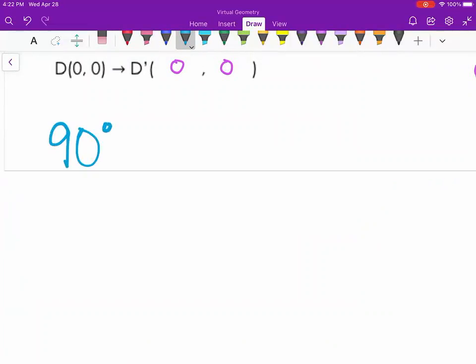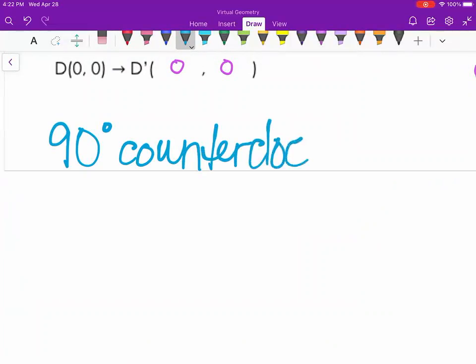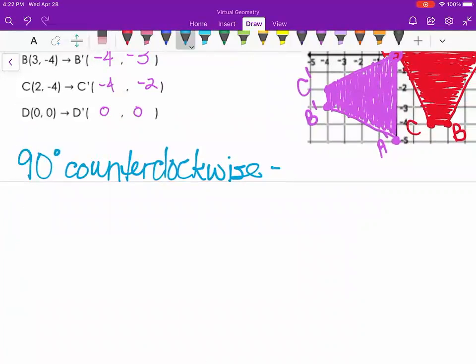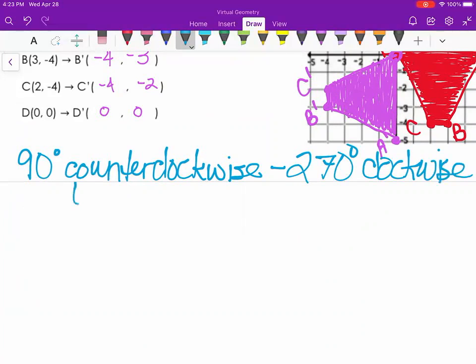So a 90 degrees counterclockwise is the same as a 270 clockwise. So in other words, 90 degrees to the left is the same as 270 to the right. They end up in exactly the same places.